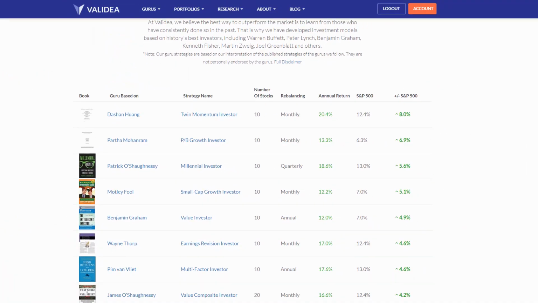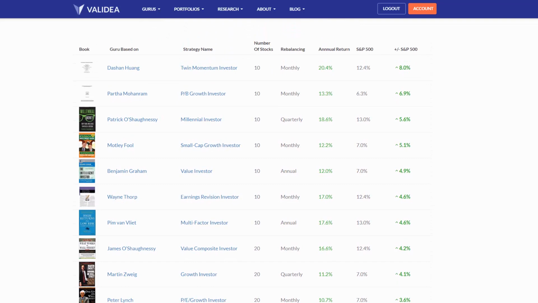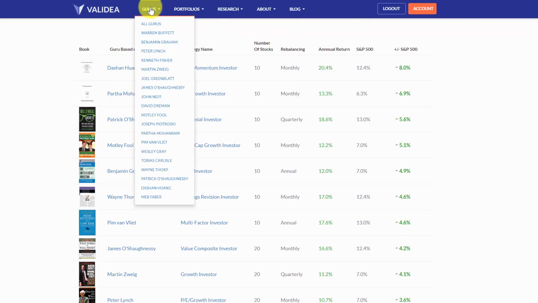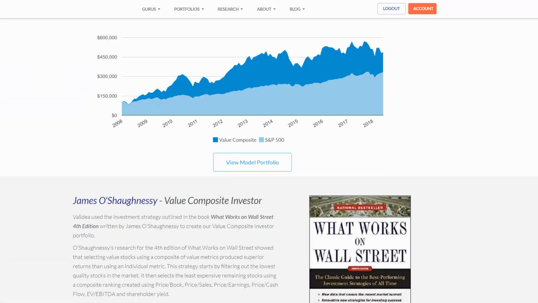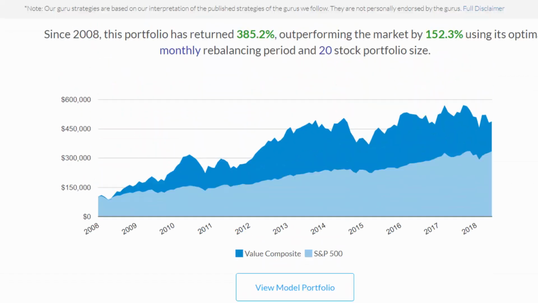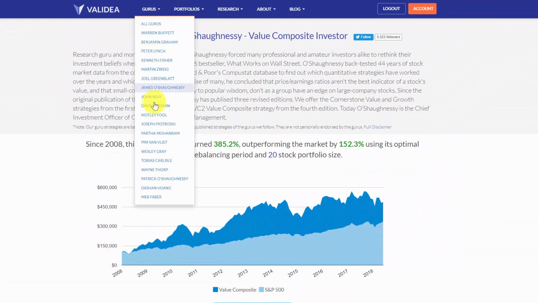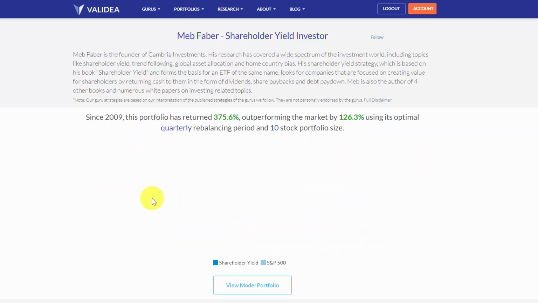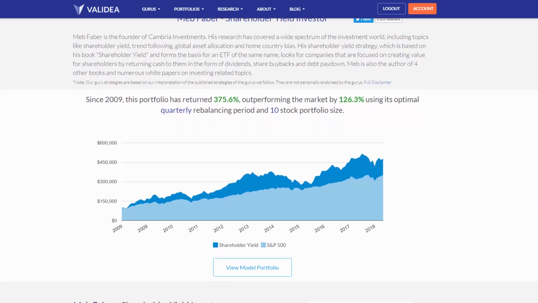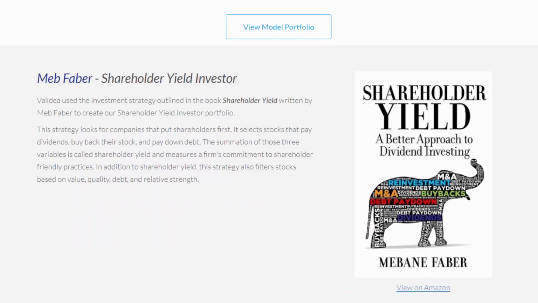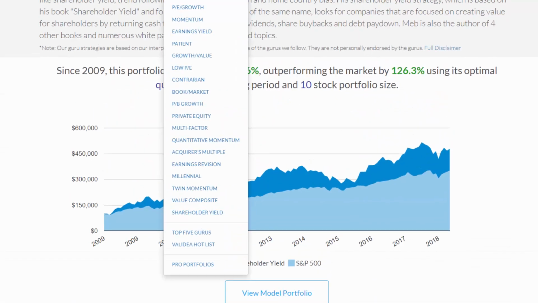Let's look at a few of our Guru models that incorporate shareholder yield as one of the key investment criteria. On Validea, we have 4 different models that take shareholder yield into account. The Value Composite Investor, based on James O'Shaughnessy's work in What Works on Wall Street. This is a value strategy that looks for inexpensive stocks using a composite of value factors, and shareholder yield is one of those. The Shareholder Yield Investor model, based on the book Shareholder Yield, A Better Approach to Dividend Investing, written by Faber. This strategy looks for companies returning cash to shareholders via dividends, buybacks, and debt paydown, and incorporates other quality and momentum metrics.